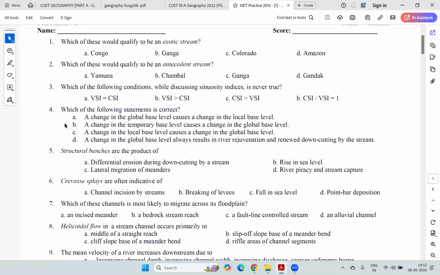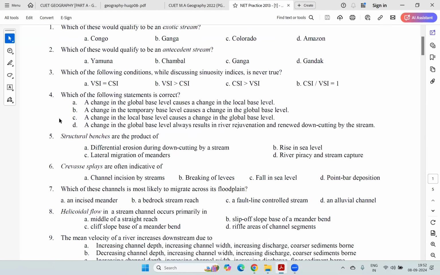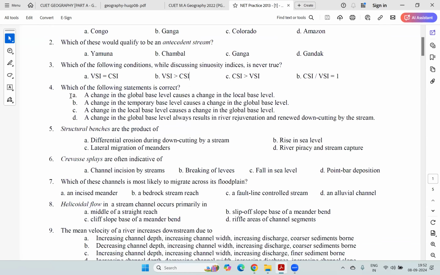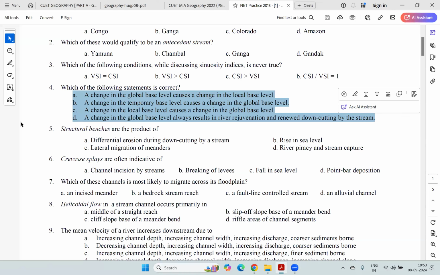Then number 4. Which of the following statements is correct? Okay, just look at these statements very closely. Change in the global base level causes a change in the local base level. Change in the temporary base level causes a change in the global base level. A change in the local base level causes a change in the global base level. A change in the global base level always results in river rejuvenation and downcutting by the river. A, B, C, or D?